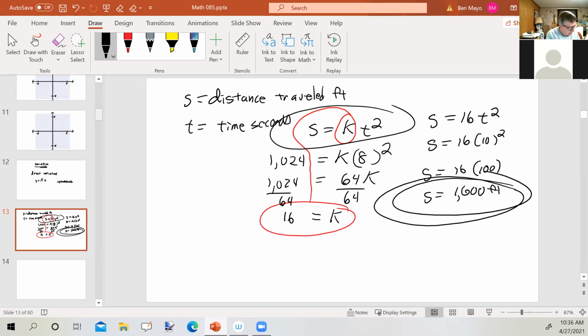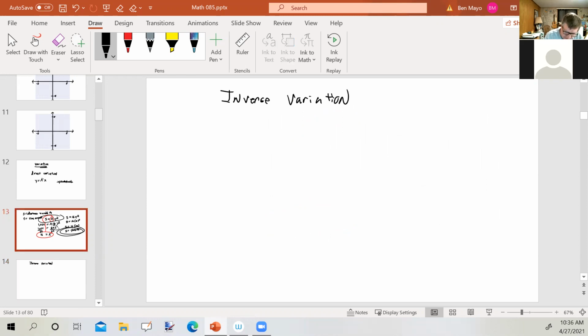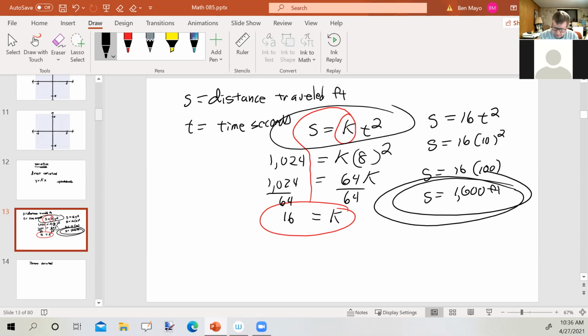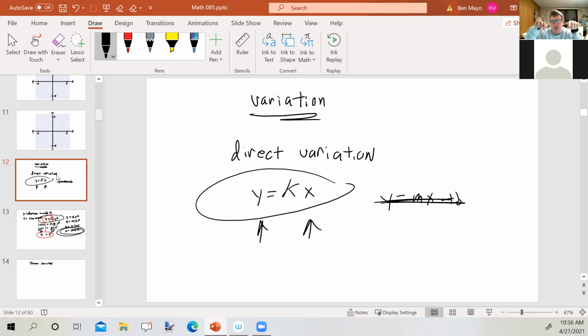All right, we're going to look at a second kind of variation, and this is called inverse variation. Oh, one more thing I want to talk about going back to direct variation. With direct variation, if x increases, y increases, so they go up together. If x decreases, y decreases, so they go up together or down together. We say it's direct. If one goes up, the other goes up, one goes down, the other goes down.